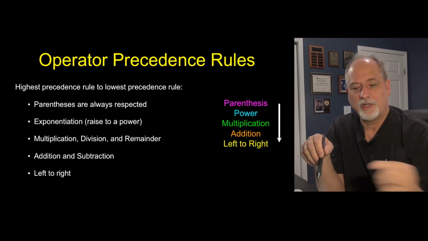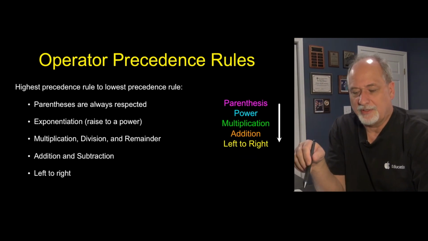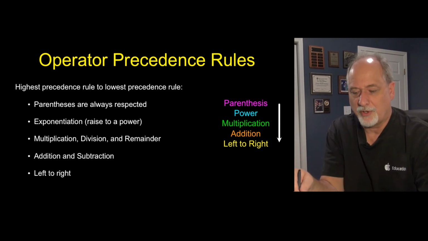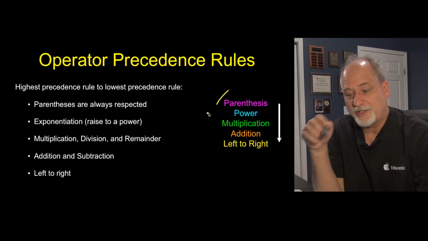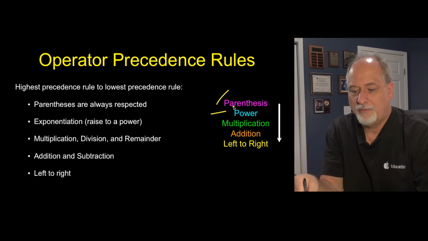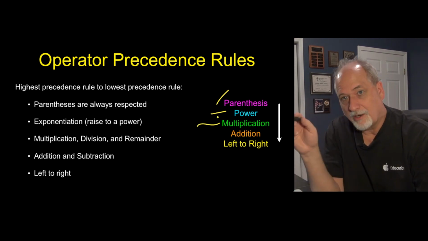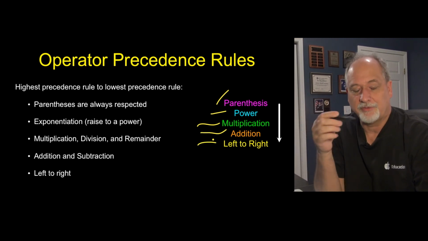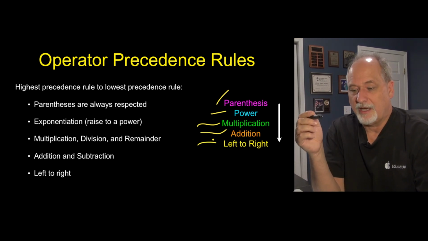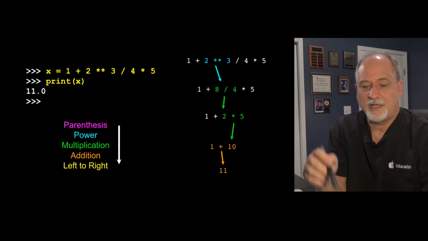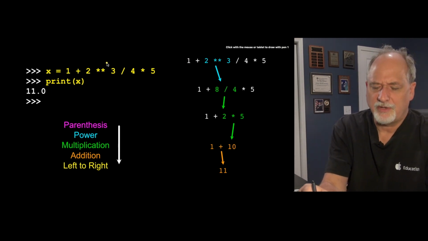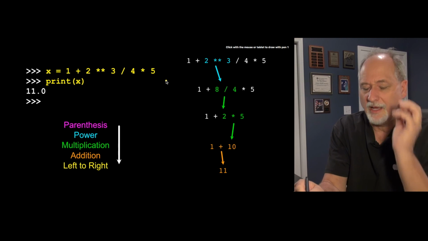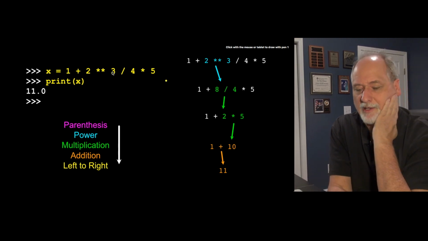The way things work in terms of operator precedence is parentheses are the most important thing, followed by raising to the power, all else being equal. Multiplication and division are both equal, and then addition, and within that it's adding left to right. So let's see an example of how this works. If we take 1 plus 2 raised to the 3 power divided by 4 times 5, and we print out what comes out of this.